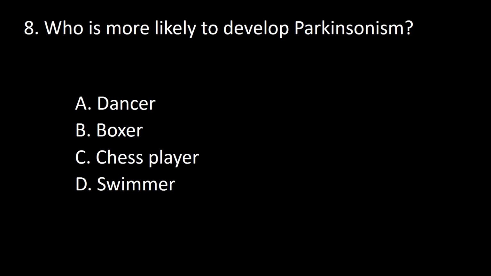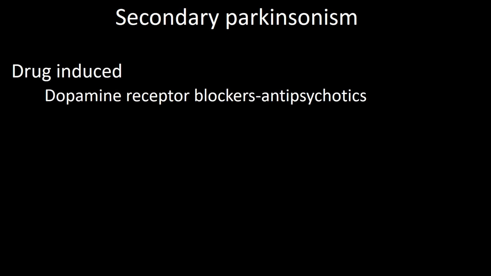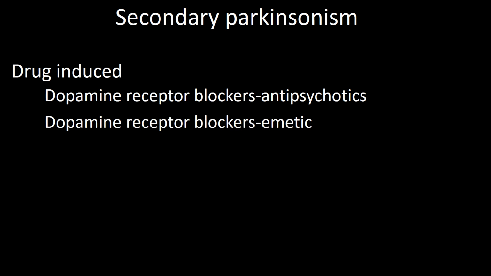Next question. Who is more likely to develop Parkinsonism? A. A dancer, B. A boxer, C. A chess player, D. A swimmer. When Parkinsonism is due to known conditions, we refer to it as secondary Parkinsonism. Secondary Parkinsonism can be due to drugs. It may occur in patients taking antipsychotics or antiemetics that block dopamine receptors.